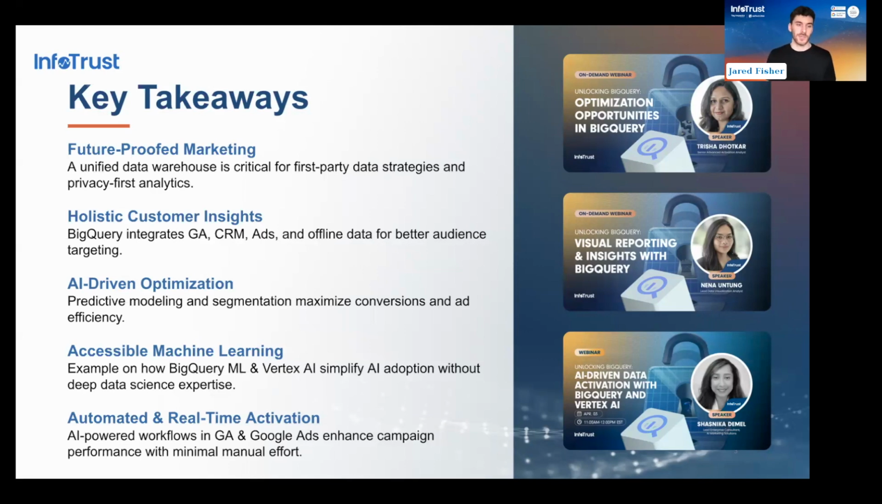AI-driven optimization: modeling and being able to segment various audiences and conversions to ensure that you're maximizing your ad efficiency. Machine learning: how to utilize machine learning, how to access it, and how to bake that into your BigQuery. That's obviously important. And lastly, automated and real-time activation. We don't just want to explain how you can use all these models to model data and how to build those models, but also how you actually activate on the data that you're pulling from those models. That is vital.